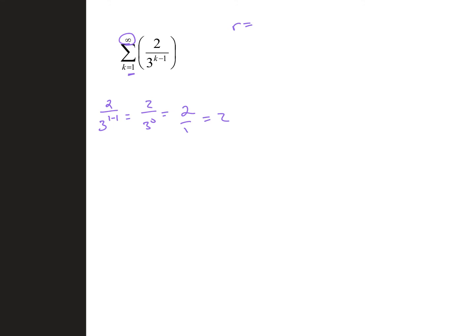That's my first term. Now I want to find my second term, so I'm going to plug in 2 for my k. So this is my first term. This is my second term. So remember, R is G2 over G1. So I have 2/3 divided by 2. So 2/3, divide that by 2. You get your R is 1/3 here. So 1/3, the absolute value of 1/3 is less than 1, so it converges.